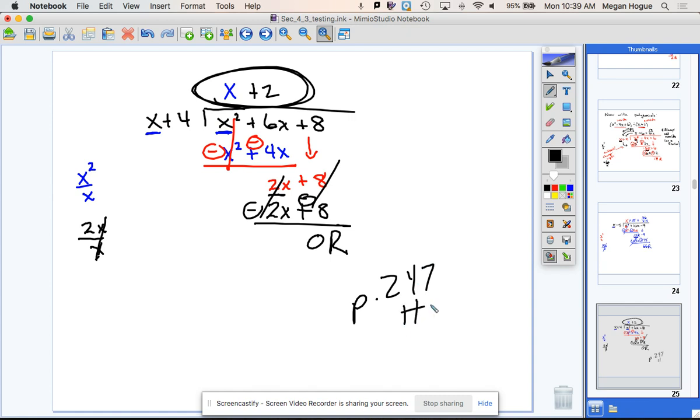Your homework's page 247, 3 through 5. Just those 3 problems. You're welcome to take a picture of that. Try your best.